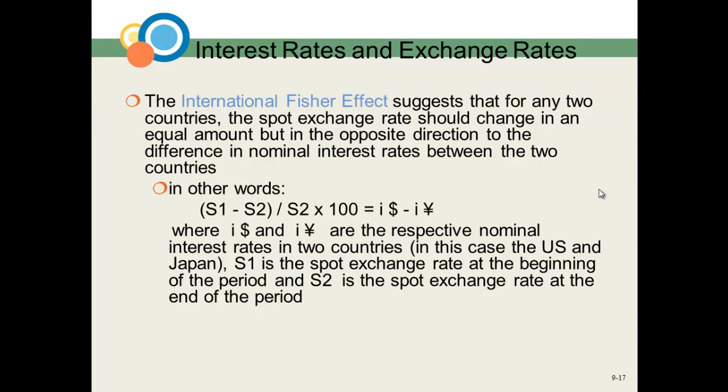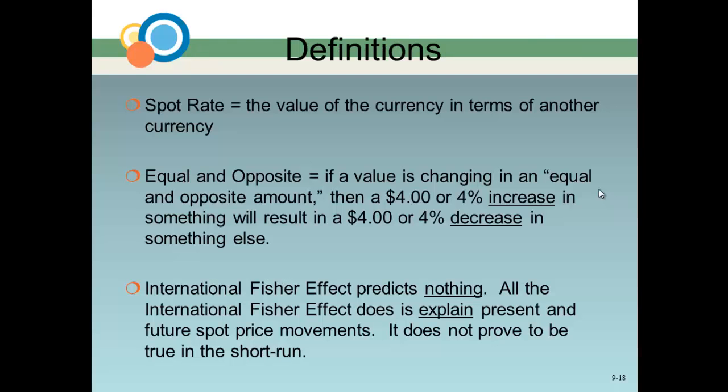Now we'll look at the international Fisher effect as defined by the book. The international Fisher effect suggests that for any two countries, the spot exchange rate should change in an equal amount, but in an opposite direction to the difference in nominal interest rates between the two countries. Okay, let's break this down.